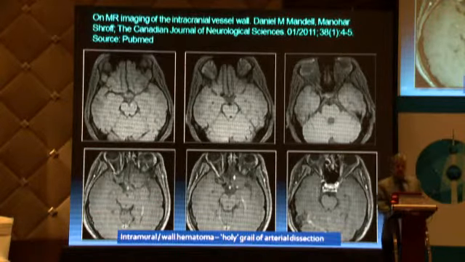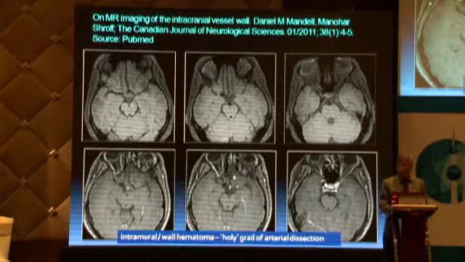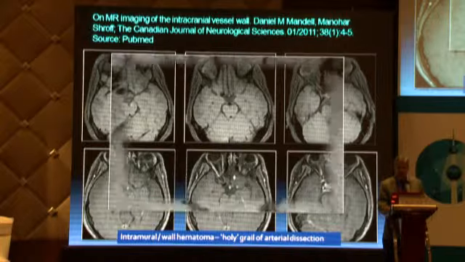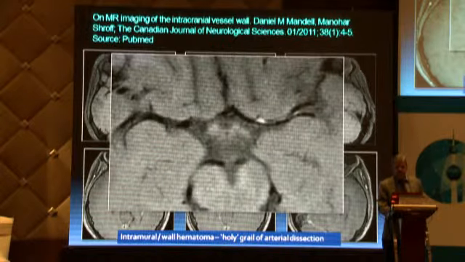If you look at this particular patient, I'm not showing you the diffusion images, but there was a large infarct in the left MCA territory. If you follow the flow void of the MCA, you can see on the left side, I've magnified this for you, a hyperintense clot in the wall of the vessel. This is the holy grail of arterial dissection if you see an intramural hematoma.